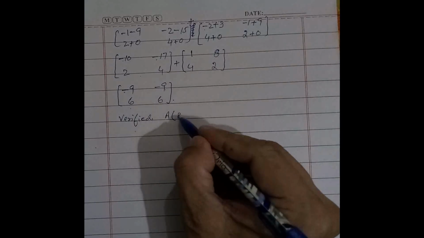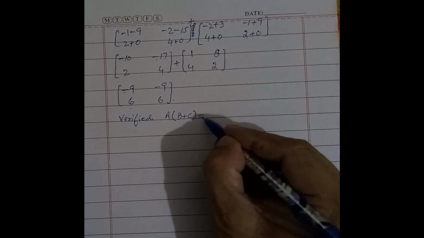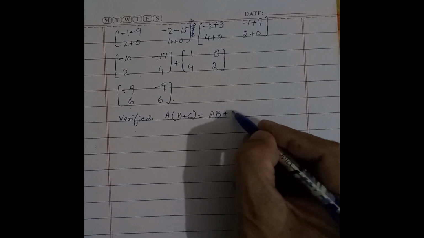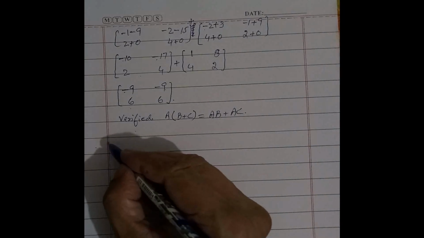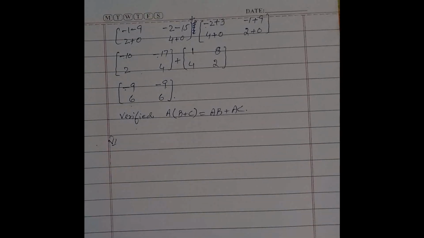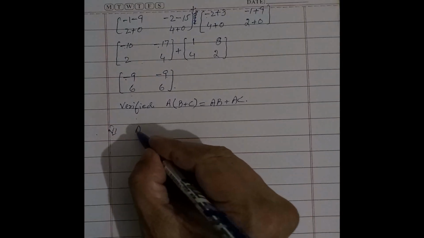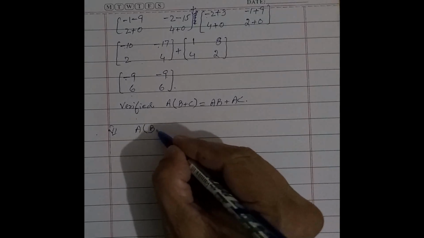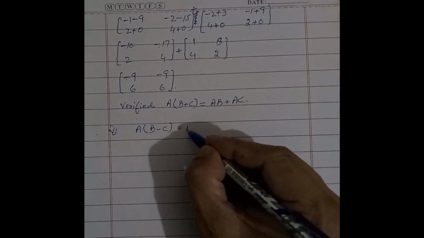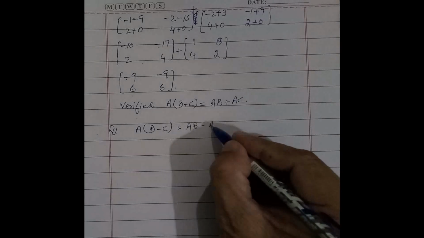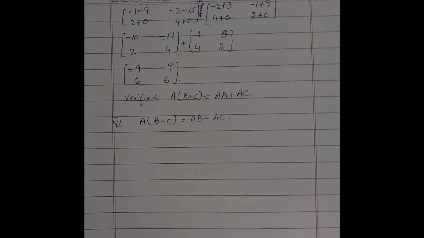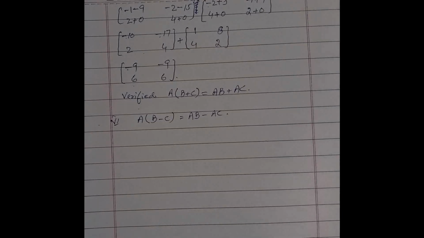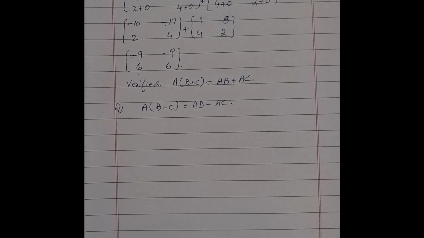A bracket B plus C is equal to AB plus AC. And now we solve the fourth part, which is A bracket B minus C is equal to AB minus AC. In this question, similarly, we solve first the left hand side and then right hand side and verify these two values.